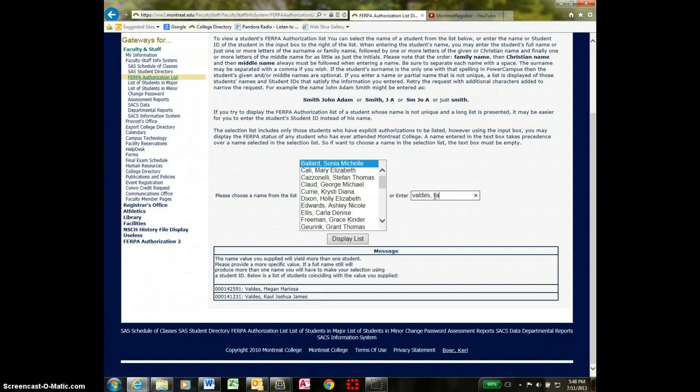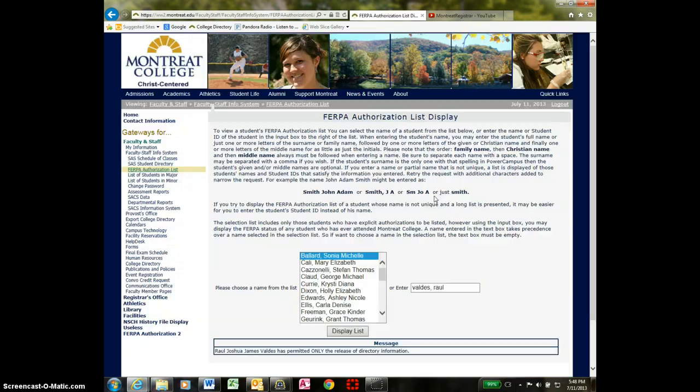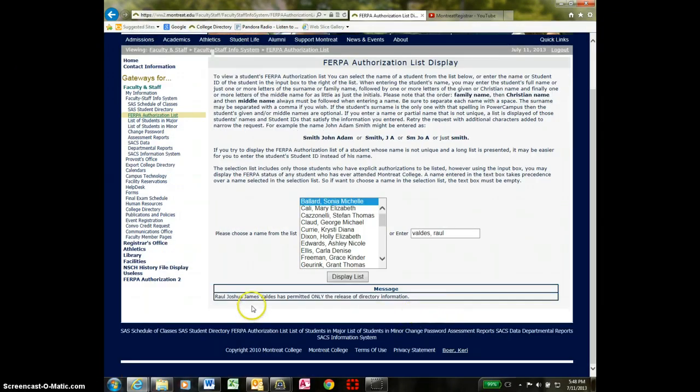Actually, Raul is first. Okay, so then what we have is Josh Valdez has permitted only the release of directory information. So if an employer called wanting to know if Josh had graduated from Montreat College, I would be able to share that information because that's directory information. However, let's look at somebody else.